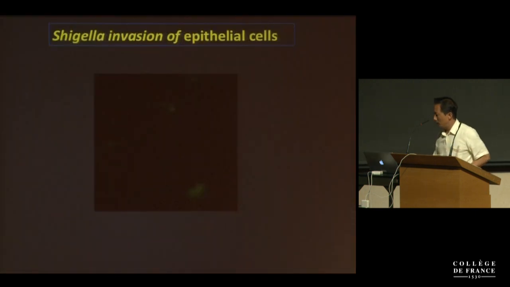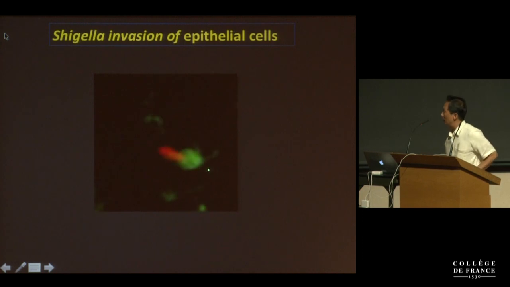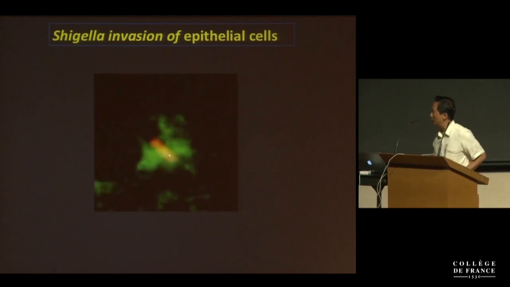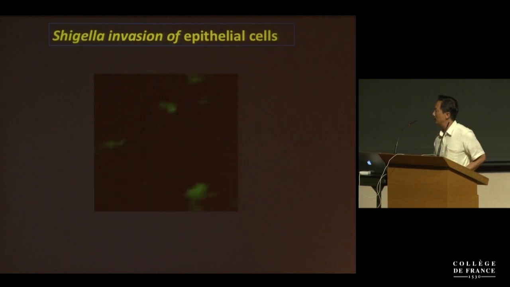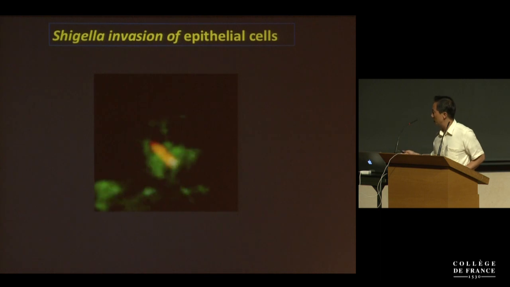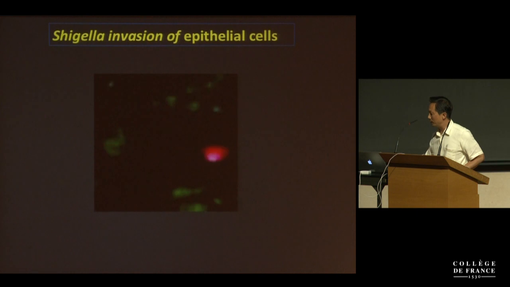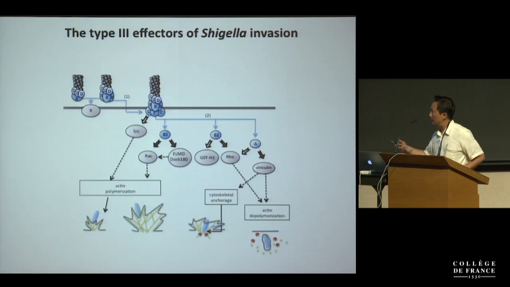This movie is just regular spinning disk confocal microscopy of Shigella invading cells. You can see that upon invasion, the bacteria induce membrane ruffling that is rich in actin, and the process takes about 10-15 minutes. The bacteria enters, contacts the cells, triggers actin polymerization that leads to membrane ruffling, and is engulfed in a large macropinocytic vacuole.